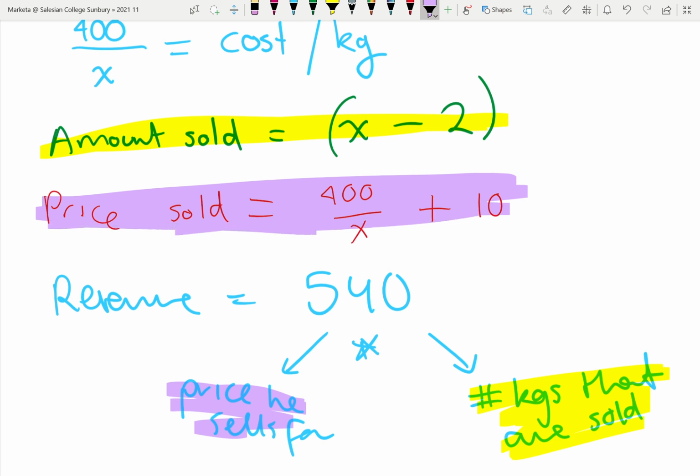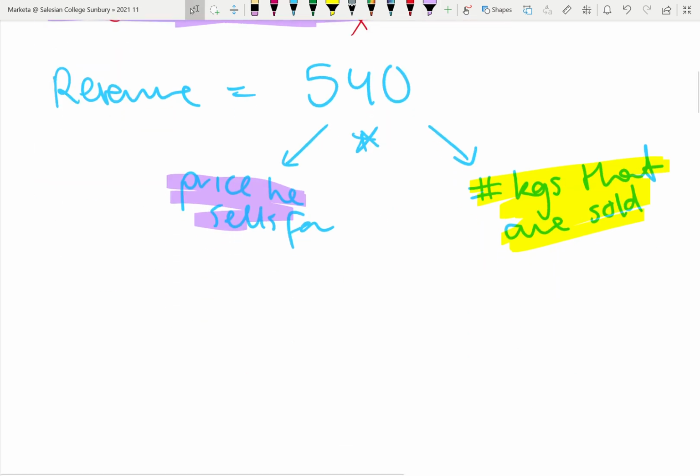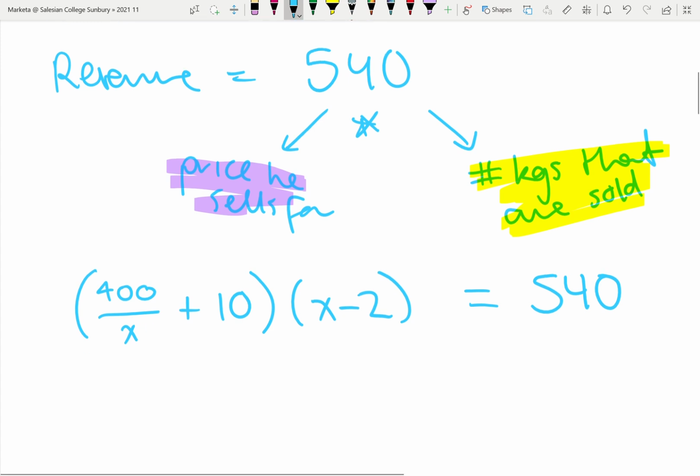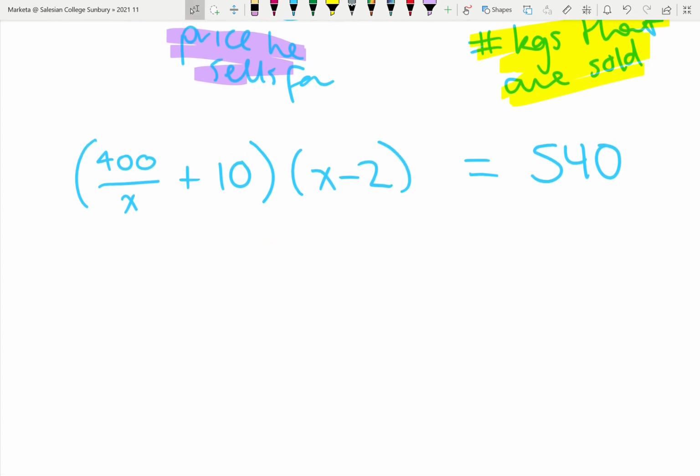So we can make an equation now which we will be able to solve. So we've got 400 on X plus 10 times X minus 2, and that's going to equal 540. So at this stage, you can use your CAS to solve this. I'm going to expand it by hand and cross multiply so that we have a bit more practice with that. But by all means, you could solve using your CAS here.